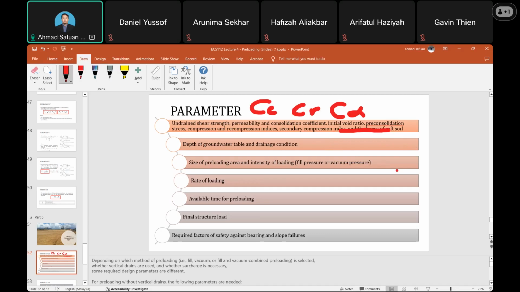Then we have the size of the preloading area and intensity of preloading, rate of loading, and available time for preloading. Let's say if we construct a new building, we need to get the final structure load. Required factor of safety, against bearing and slope failure, also needs to be included.